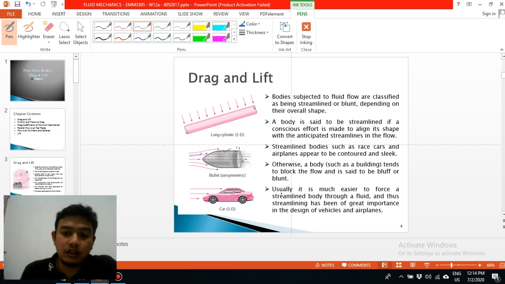Usually it is much easier to force a streamlined body through a fluid, and thus streamlining is of great importance in the design of vehicles. It means that in order to study the streamline, it is easier for us to have a blockage model, and by implementing the flow we can study how the flow behaves towards the blunt body.